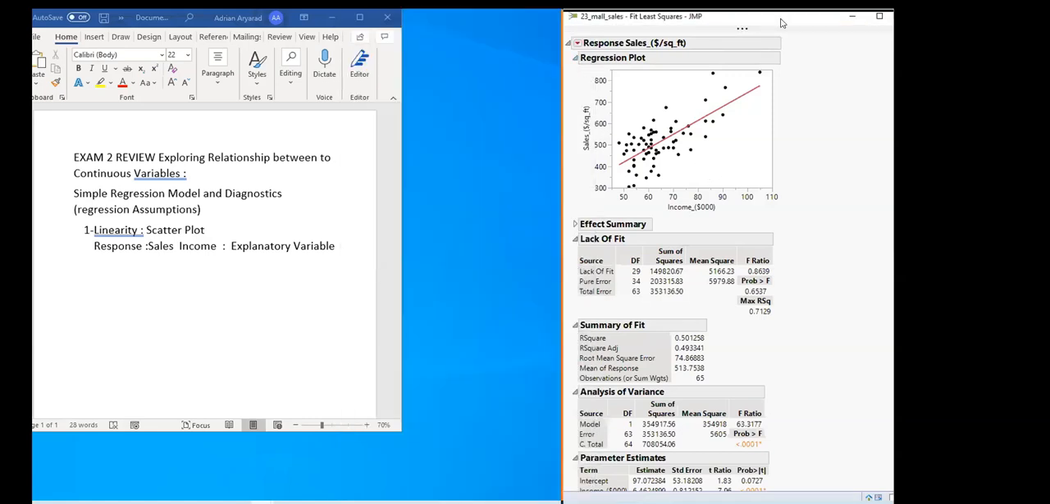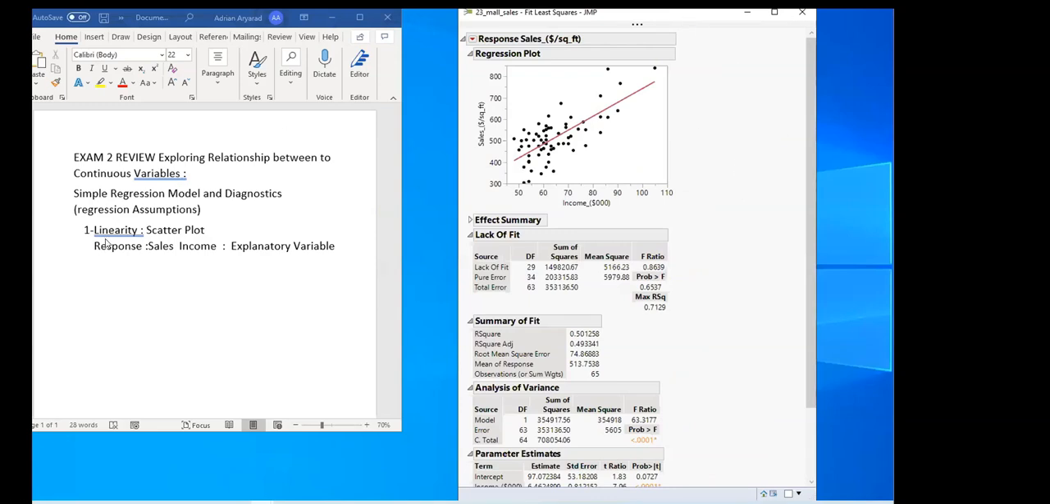So what else do we do? That was linearity. Does this shape look linear? The answer is yes. So we have linearity of the relation. Now we need to go and check the rest of the conditions.